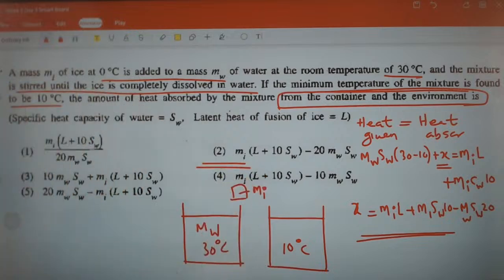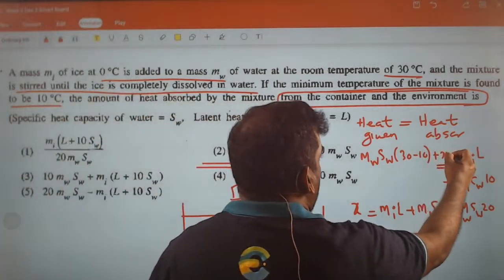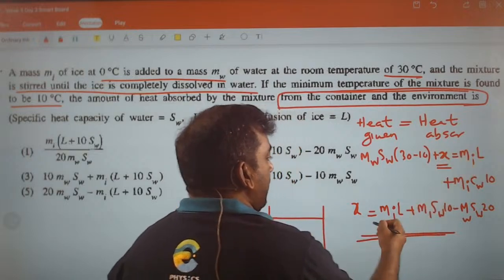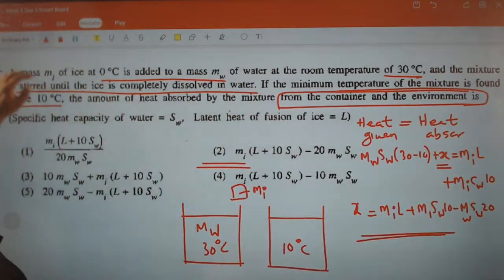Correct answer is answer number 2. Right. So you can see the heat given by the environment and the container, take it as X. X can be found. Right. Okay, no?